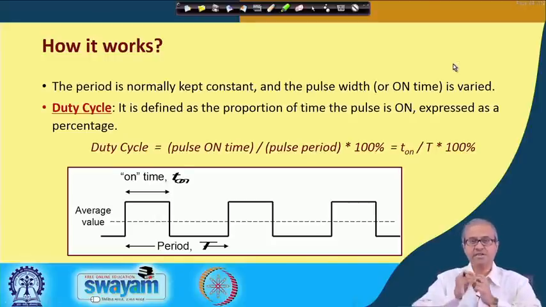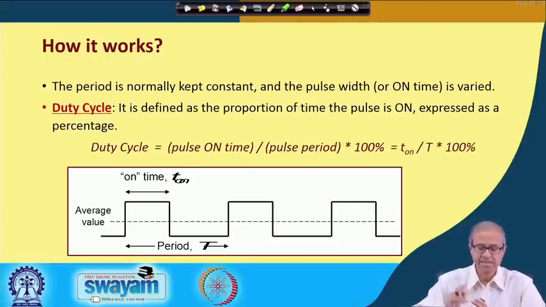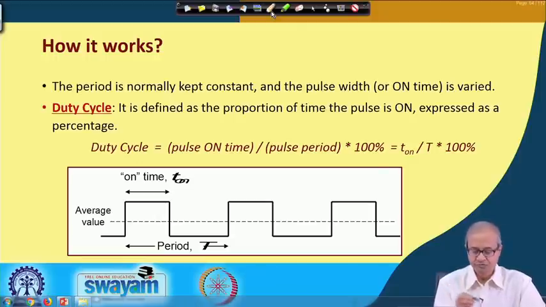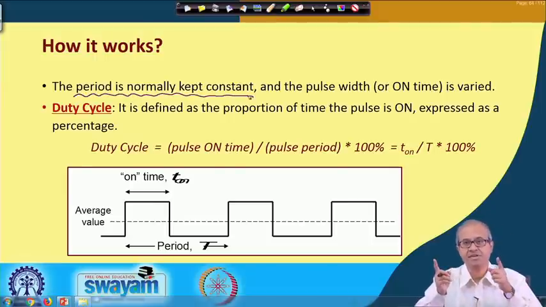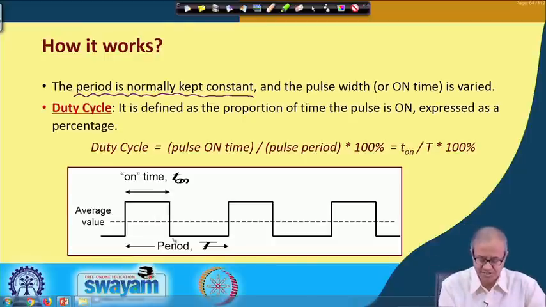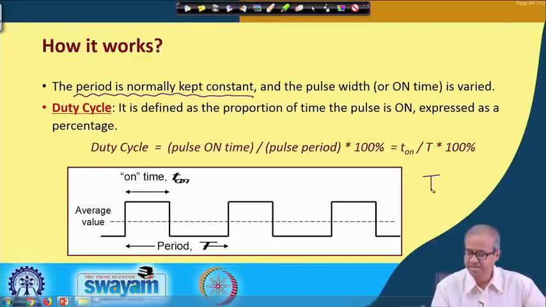Fine. Now, let us see how exactly PWM works. Well, in this waveform which is being generated by PWM, the time period is kept constant. So, we specify the time period. Once we specify this time period, let us say the time period is capital T, this will be kept constant.